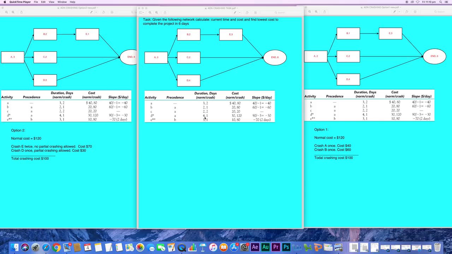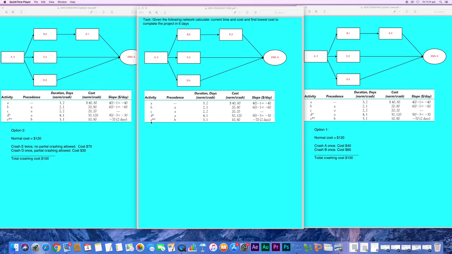So normal duration is 4 days. Crash duration is 1 day, but it can be reduced one by one. So from 4 to 3, from 3 to 2, from 2 to 1 in steps, which means partial crashing is allowed. That's why here 90 is divided by 3, so that's $30 per day.